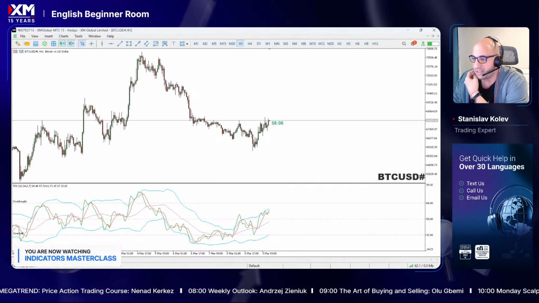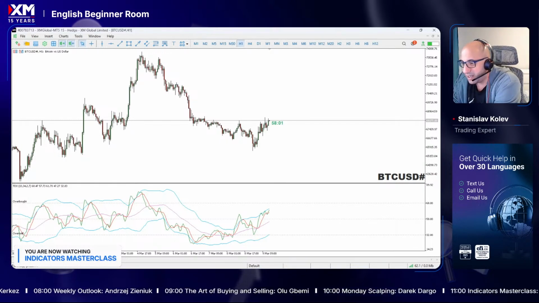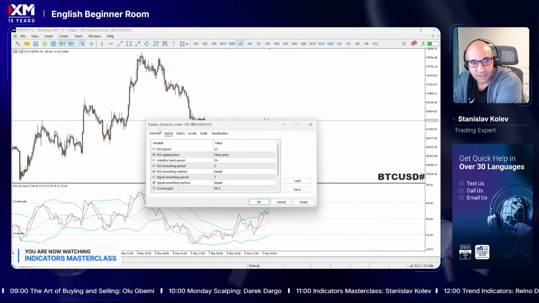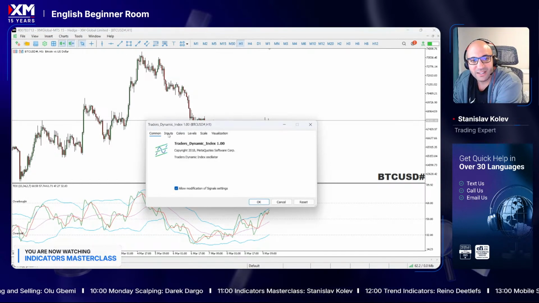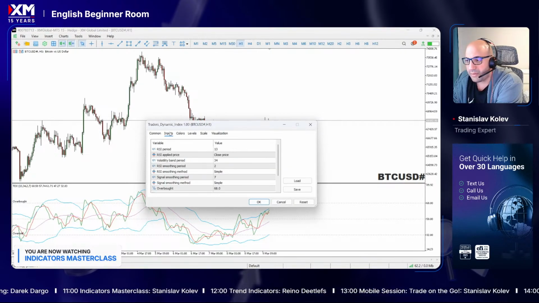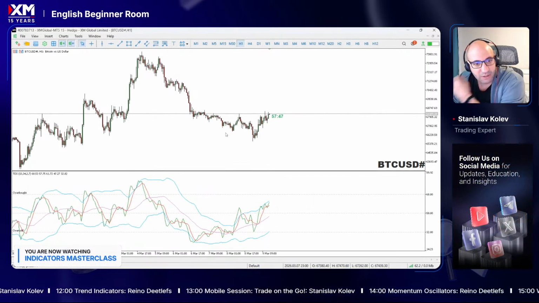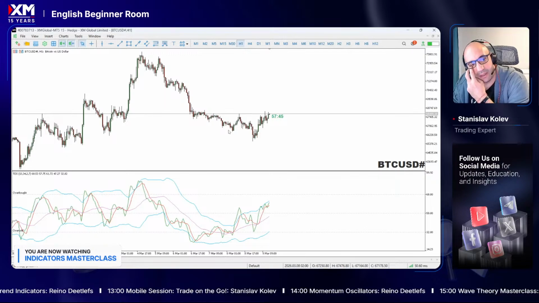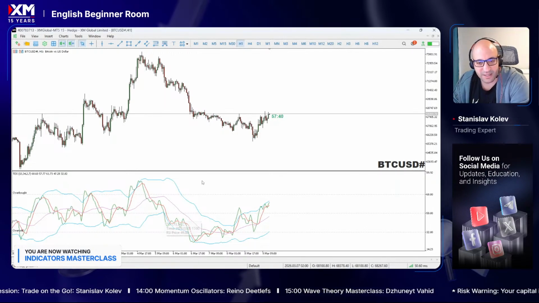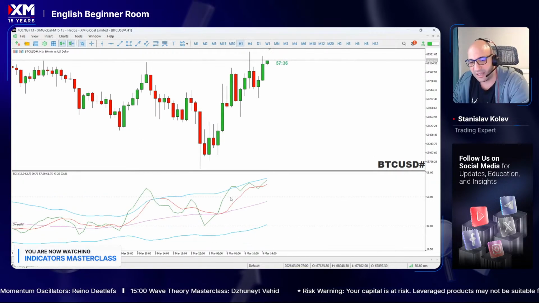There was a request earlier about the TDI indicator that I have already downloaded. It is called Traders Dynamic Index, requested from Ioannis, that I have studied a little bit in the session that we've got so far. So basically, what is this indicator doing? It is a combination of three other indicators.